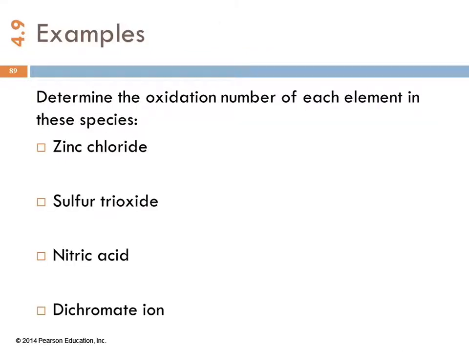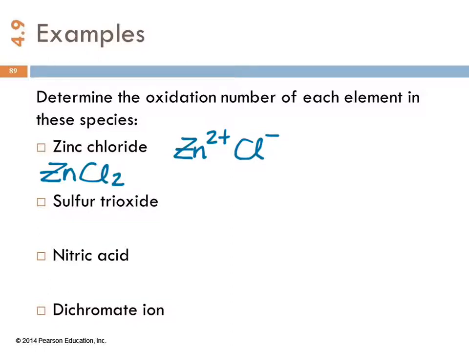Okay, let's determine the oxidation number of each element in these species. So, zinc chloride. Well, before we can determine an oxidation number, we have to have a formula, right? What kind of a compound is this? It's ionic. So we're going to look for the ionic charges to figure out what the formula is. What's the charge on zinc ion? 2 plus. So zinc, 2 plus, and chloride, minus. And so when we put those two together, we're going to get a formula of ZnCl2.